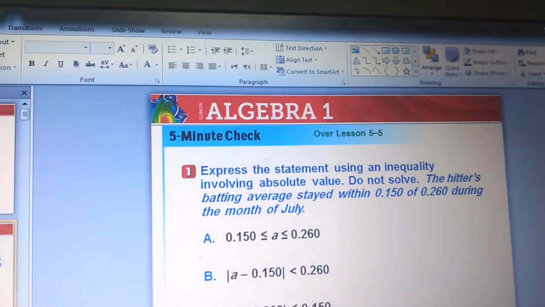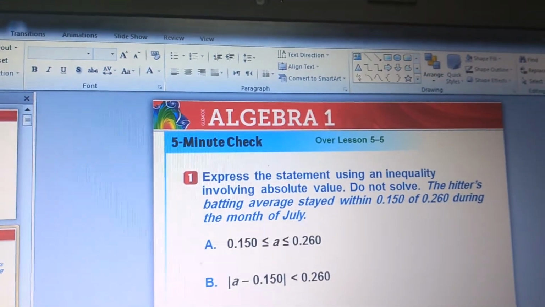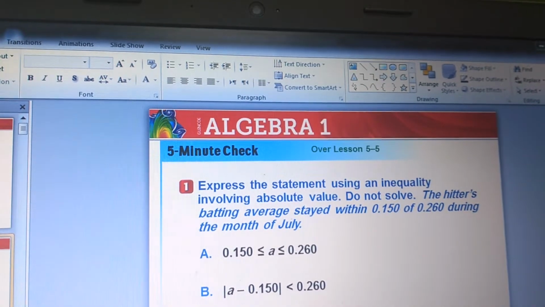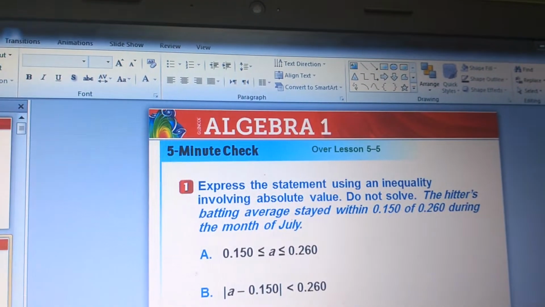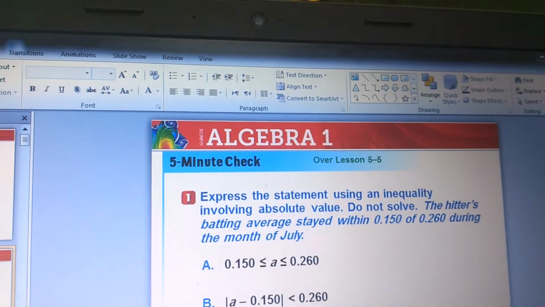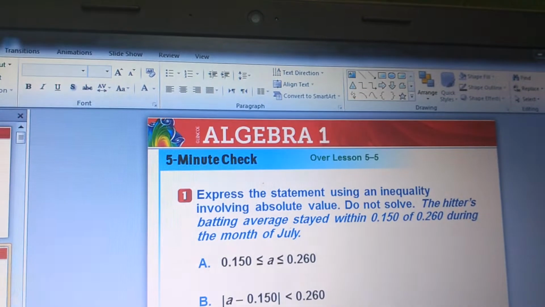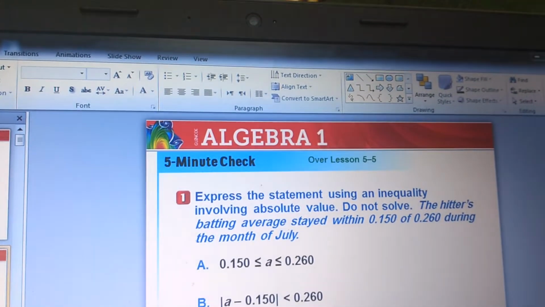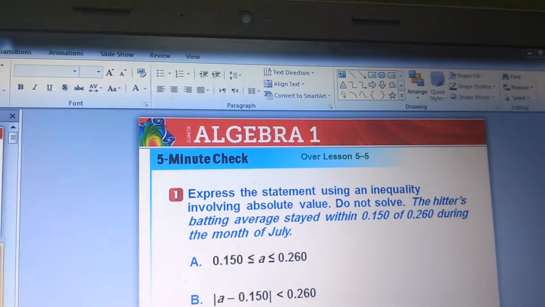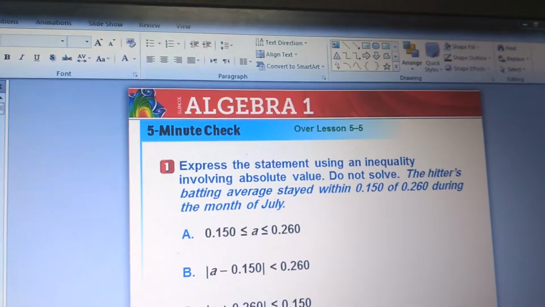I write inside absolute value x minus 0.260 less or equal 0.150. Then if you want to solve it, you say x minus 0.260 less or equal 0.150 or x minus 0.260 more or equal negative 0.150, and you complete the solution.